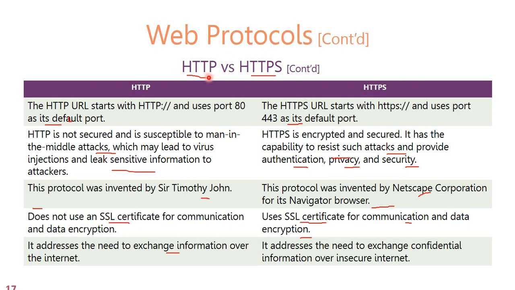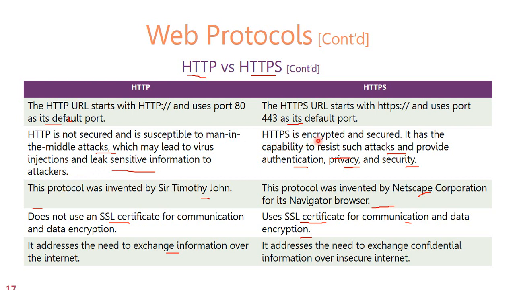Web protocols HTTP and HTTPS, we can make a difference between them. The HTTP URL starts with HTTP and uses port 80 as its default port. The HTTPS URL starts with HTTPS:// and uses port 443 as its default port. HTTP is not secured and is susceptible to man-in-the-middle attacks, which may lead to virus injection and leak of sensitive information to attackers.